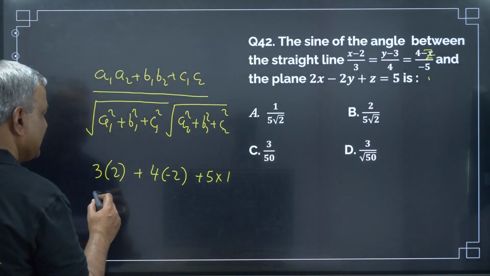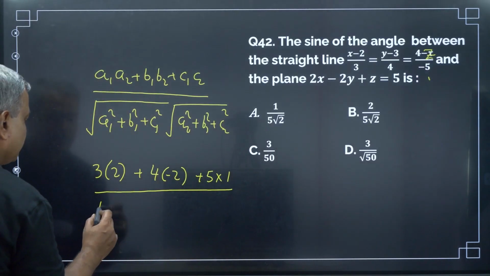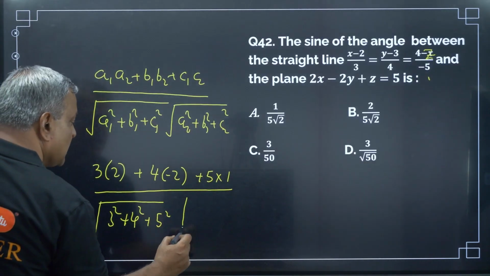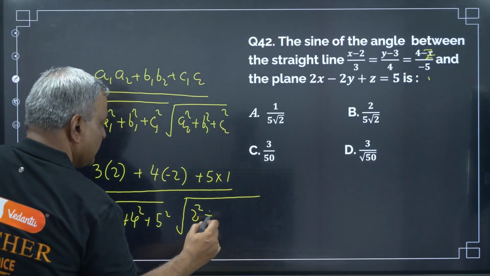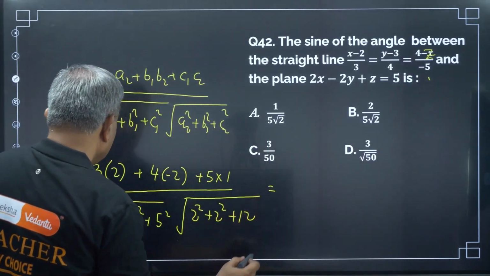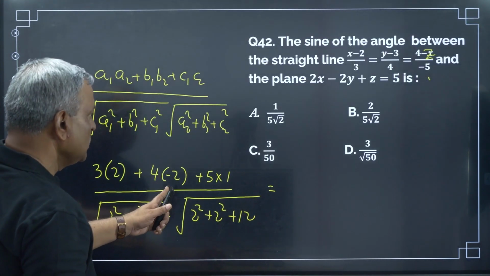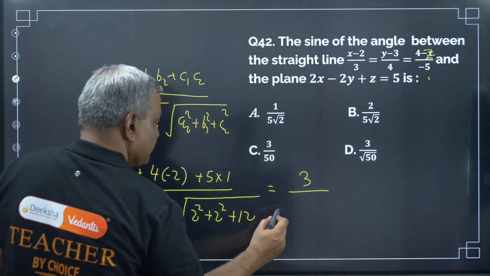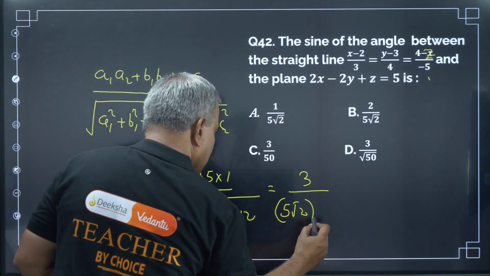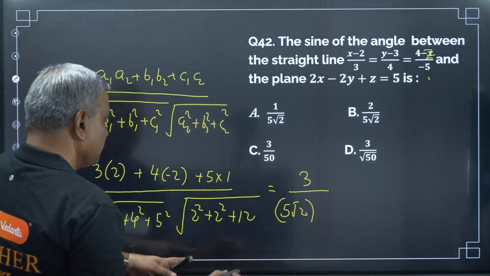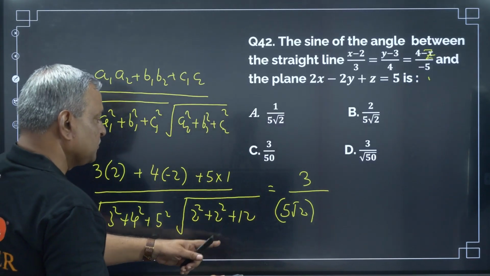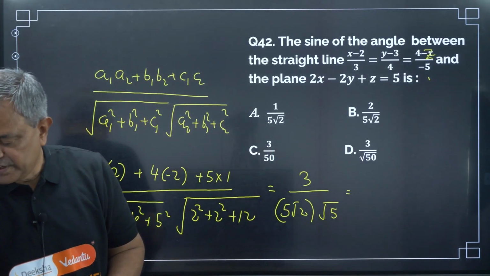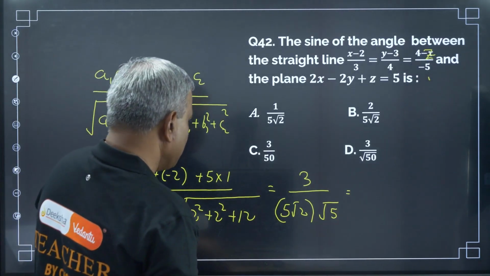Okay, so divided by under root of 3 square plus 4 square plus 5 square, under root of 2 square plus 2 square plus 1 square. This will give you 6. 6 minus 8 is minus 2. Minus 2 plus 5 is 3. 3 by, this is 25. 25 will give you 5 root 2. And this will give you again 12. This is 1 square. This is 4 plus 4 is 5 root 5. Okay. So question 42, option A. Option A, 5 by 2 root 2.